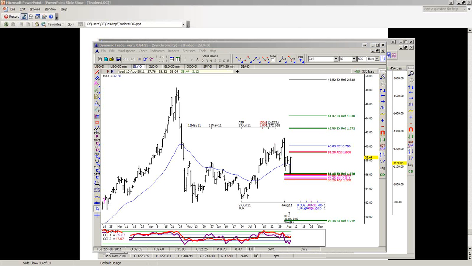I don't have Forex data anymore. I have enough going on between my stocks, ETFs, and futures. I just don't do Forex anymore.